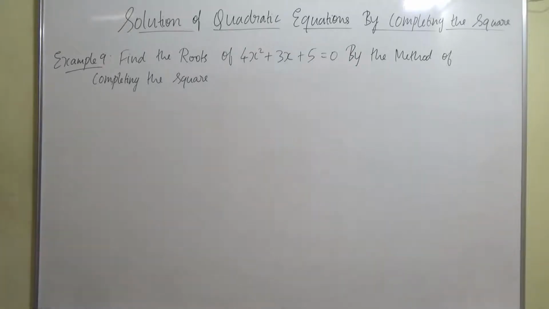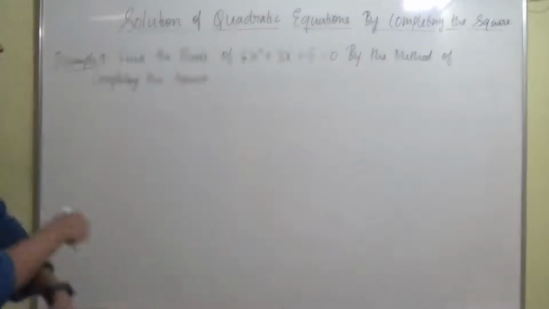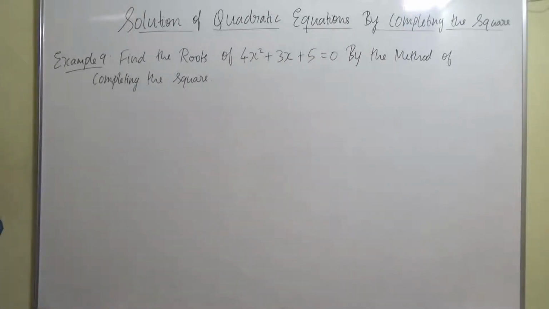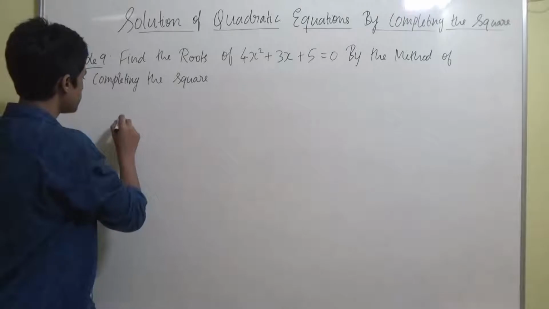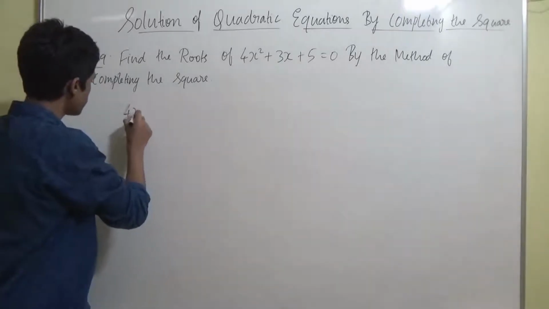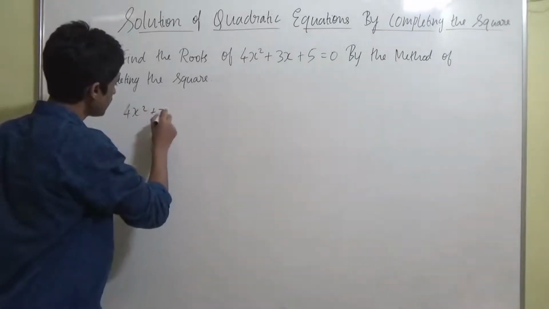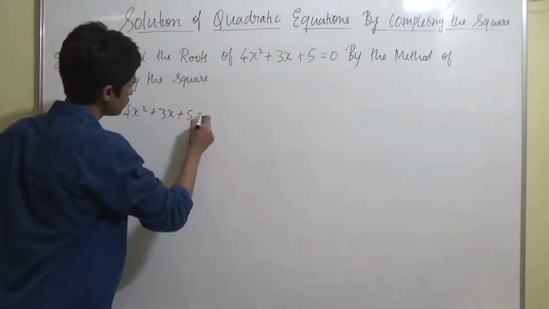Okay guys, now let's see example 9. Example 9 says find the roots of the equation 4x square plus 3x plus 5 equal to 0 by the method of completing the square. Okay guys, we'll do it like how we have done the previous question. We'll use the same method. 4x square plus 3x plus 5 equal to 0 is the equation.